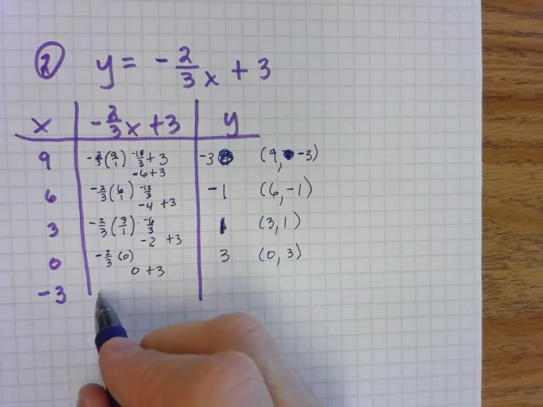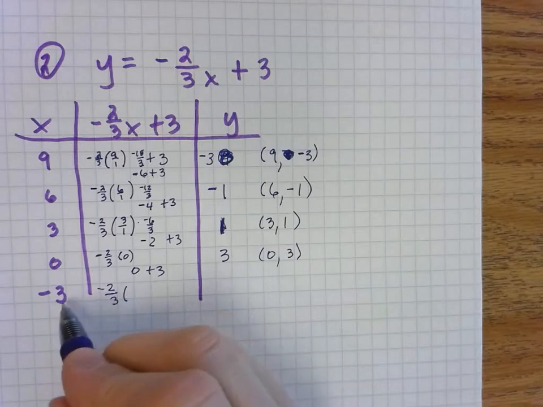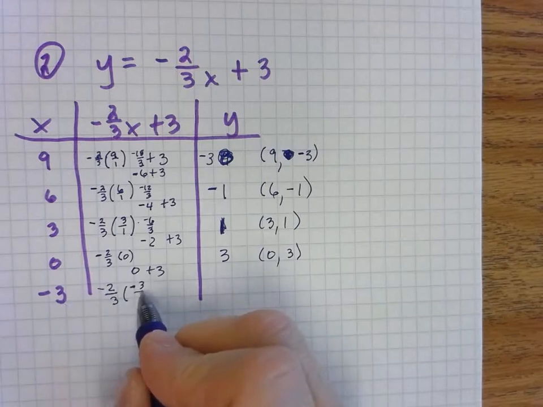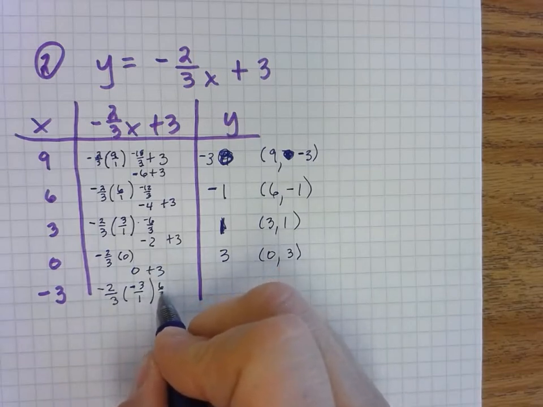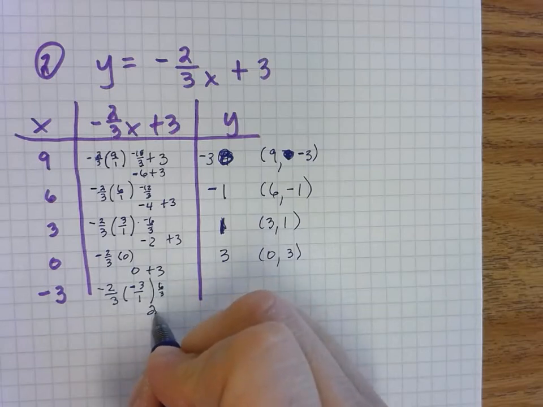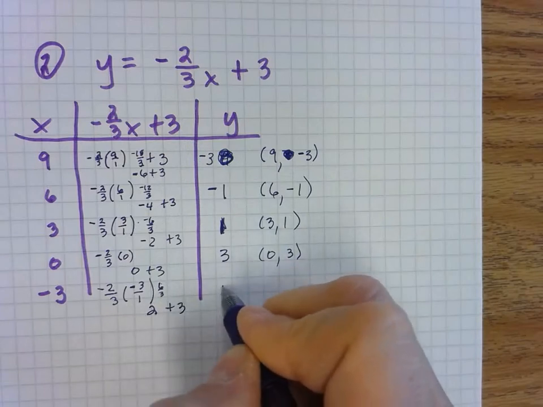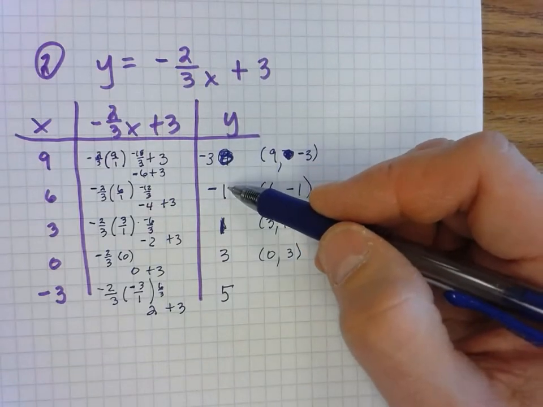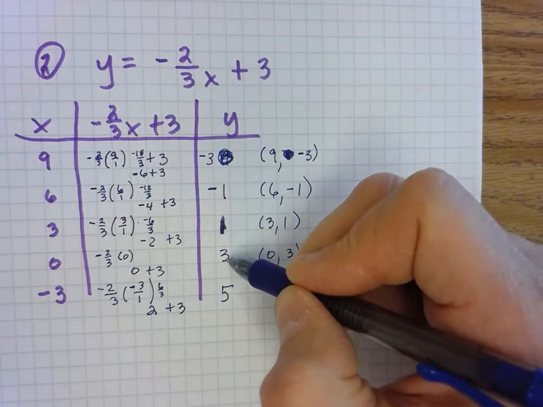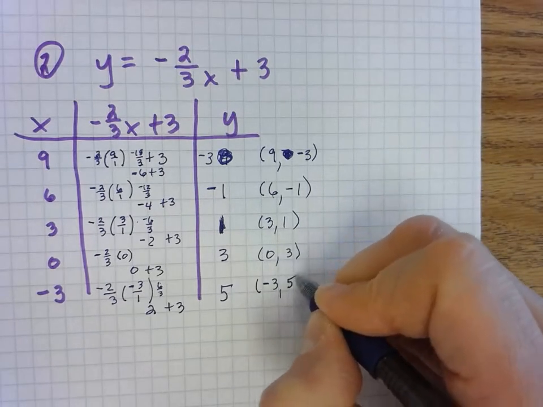And then the last one is negative 3. So that would be negative 2/3 times, again, that's a whole number, so you got to put it over 1. What's a negative times a negative? Well, a negative times a negative is a positive. So that would be 6 over 3. 6 divided by 3 is 2. And then you got to add the 3 on the end of that. So 2 plus 3 is 5. And if you look at these answers over here, you can see a little pattern, right? We got negative 3. We got negative 1. We got positive 1. We got positive 3. We got positive 5. So that is negative 3, 5.